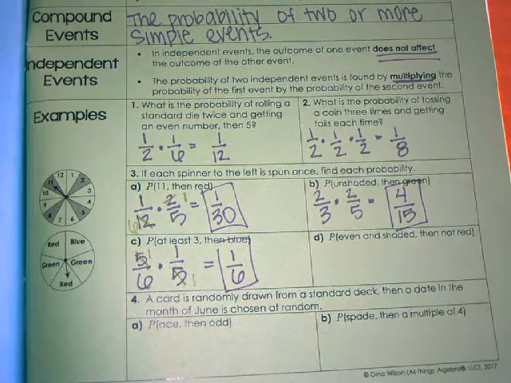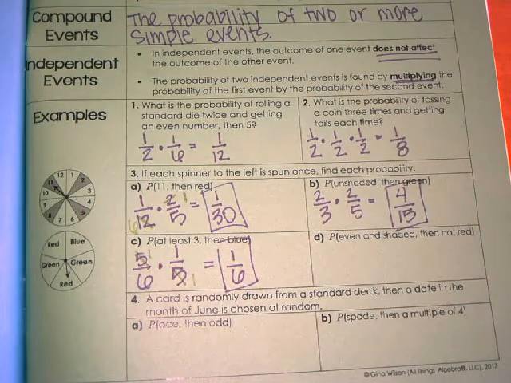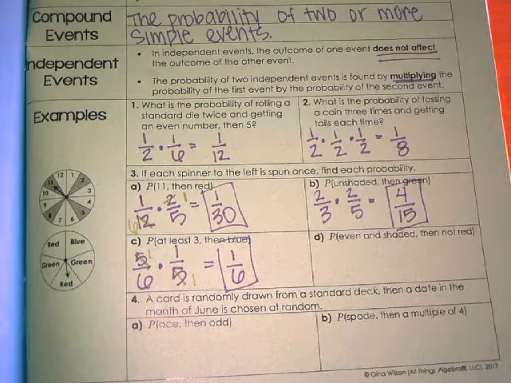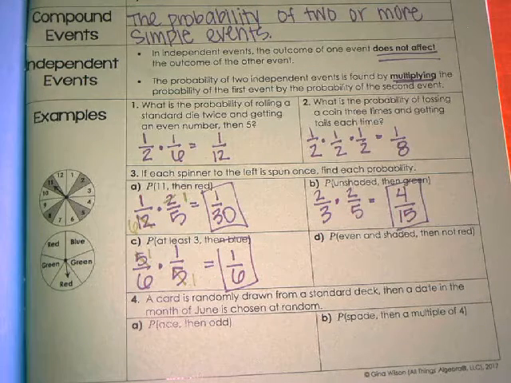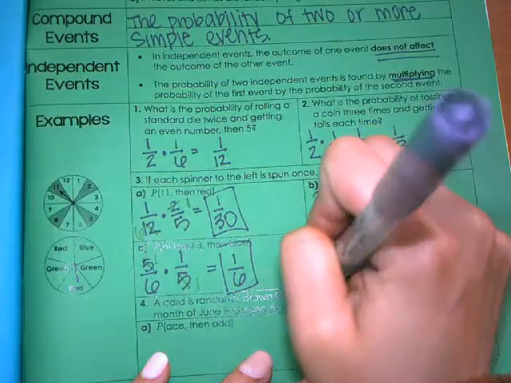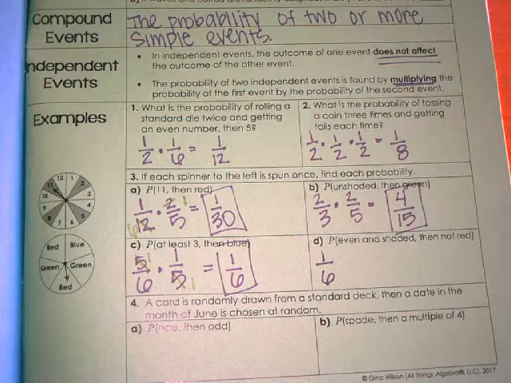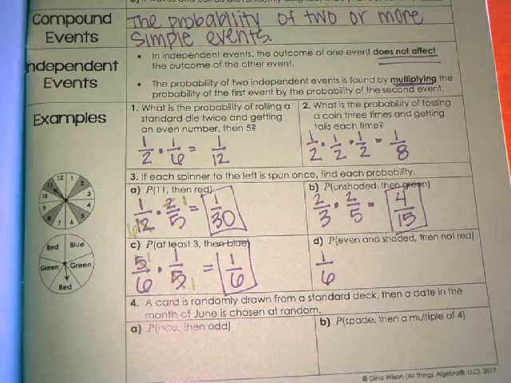D, what's the probability of getting an even and shaded? So I want an even and a shaded. 1/6. It has to be even and shaded, meaning it has to be both even and shaded. If it would have said the word or, then you guys would have been correct. But the word and means I have to have both of them, not them both separate. Does that make sense, guys?